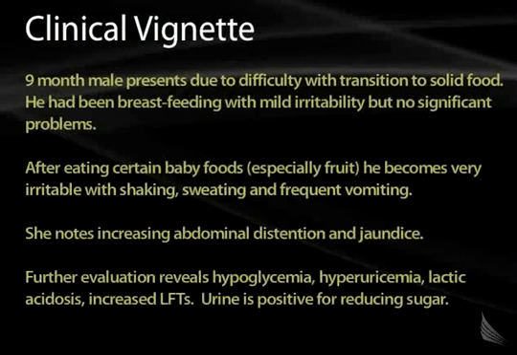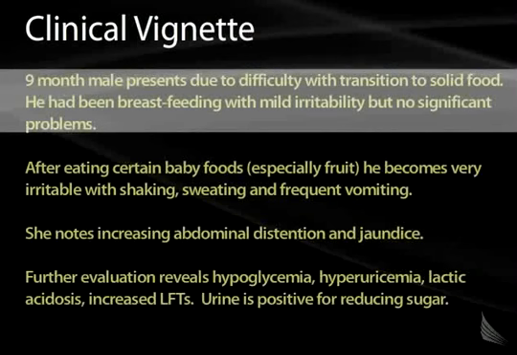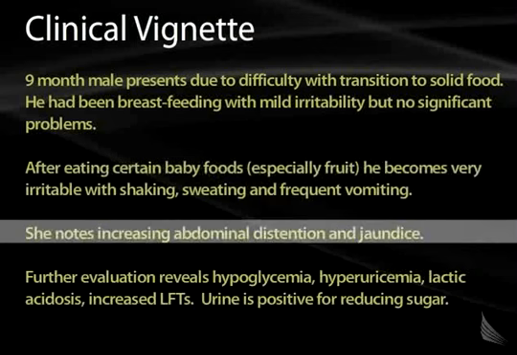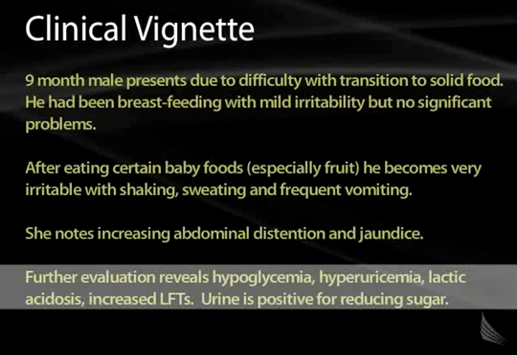Now, there are ways that the metabolism of fructose can go wrong, as illustrated in the following clinical vignette. A 9-month male presents due to difficulty with transition to solid food. He's been breastfeeding and done fine with only mild irritability, but with no significant problems. But once he converts to solid foods, and especially after eating certain types of baby food like fruit, he becomes very irritable with shaking, sweating, and frequent vomiting. His mother notices abdominal distension and jaundice. Further evaluation reveals hypoglycemia, hyperuricemia, lactic acidosis, and increased liver function tests. Urine is positive for particular types of reducing sugars.